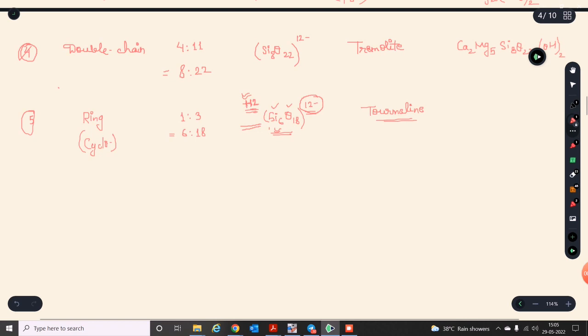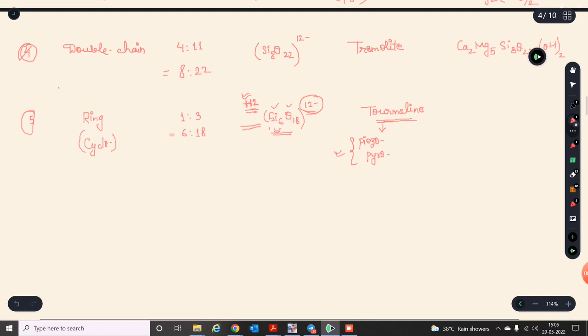Tourmaline is a pyroelectric or a piezoelectric. Does anyone know? While solving questions, you must have got this for sure. Piezoelectric. Actually, tourmaline is both. So always remember this point. Tourmaline is piezoelectric and also pyroelectric. It is an example of both, piezo and pyro.